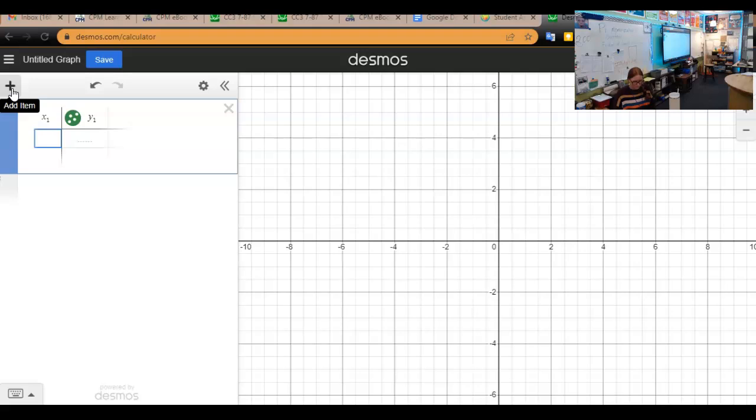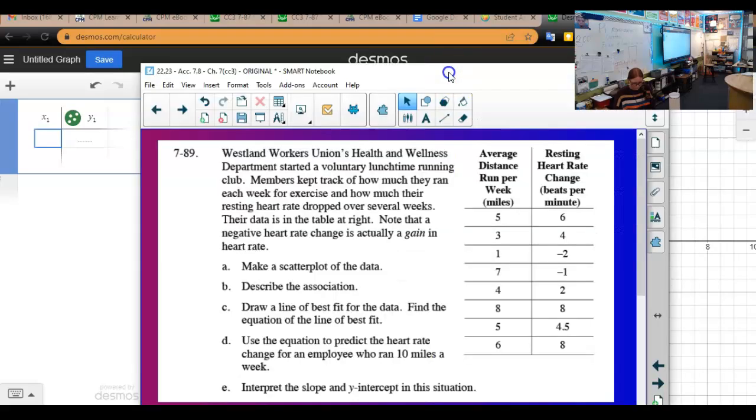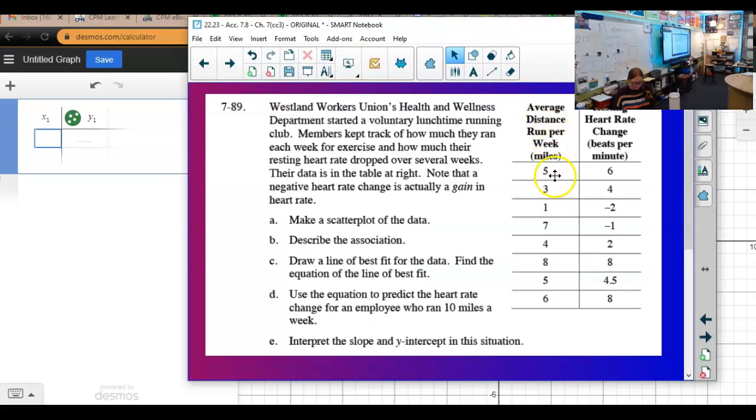I thought he meant the plus button on our keyboard. I don't know if that would work or not. It doesn't. Something worth trying. It does not. Okay.